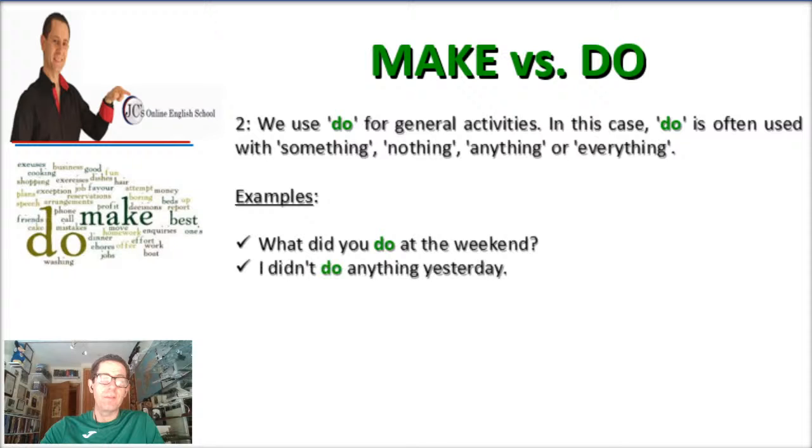Now let me give you another example. I didn't do anything yesterday. So in this case, we use the word anything together with do. I didn't do anything. I didn't do anything special.